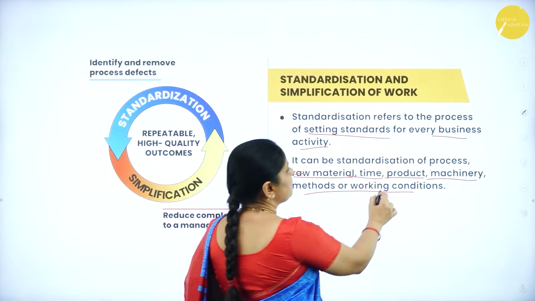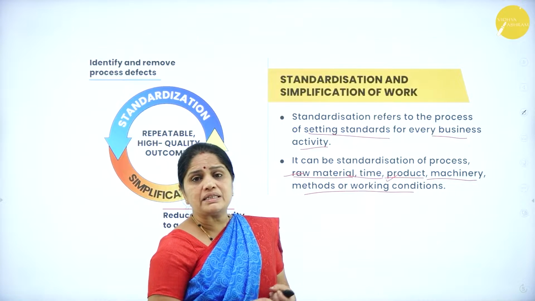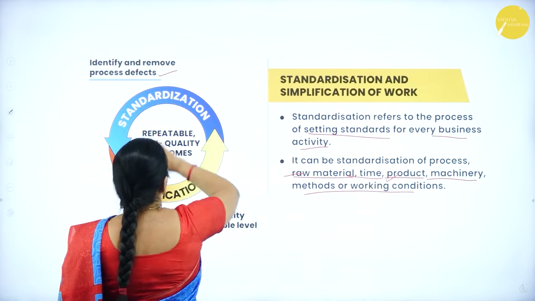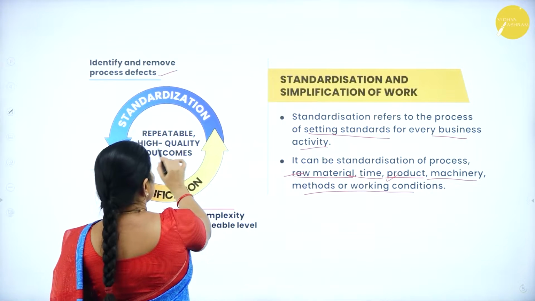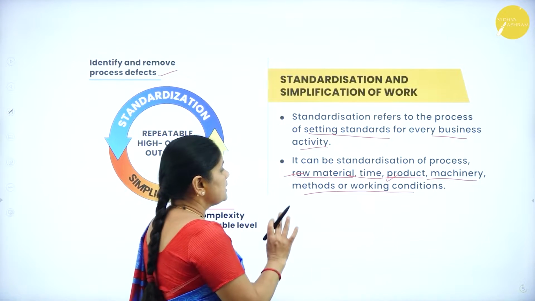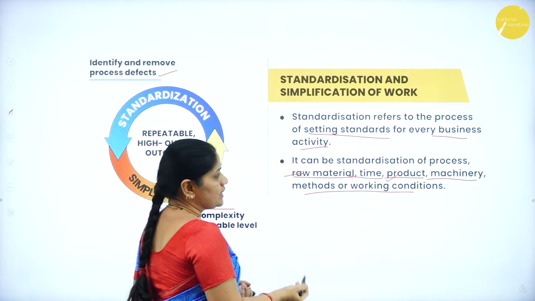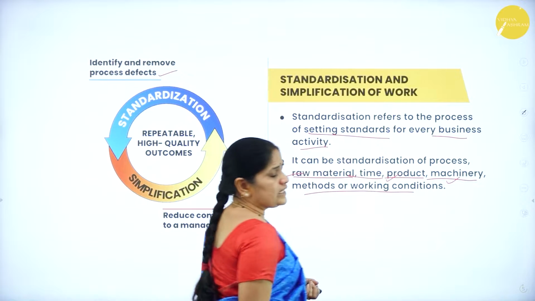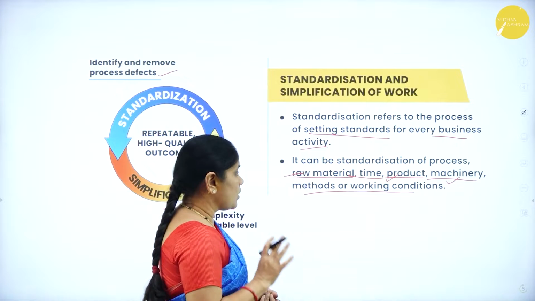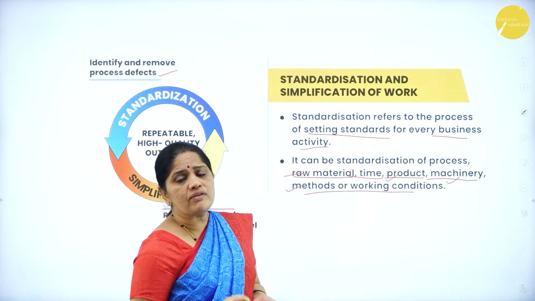Then next is the product. How do you analyze the quality of your product? What are the various methods of improving? What are the defects in the product? Identify and remove process defects. You should see that you have a product which has no defects, so that you will be able to give standardized products to the people. Then the machinery. Whatever machinery you are using in your production line, see that the machinery is of a very high standard or quality, and also the methods.